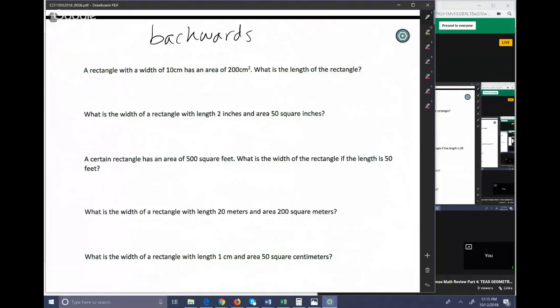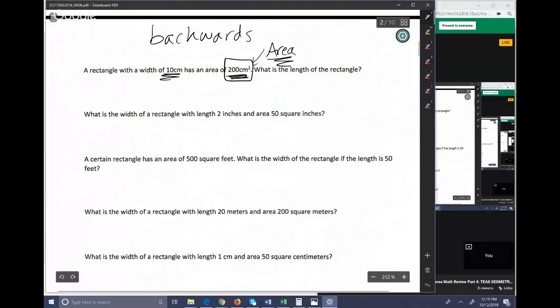So a rectangle with a width of 10 centimeters has an area of 200 centimeters squared. What is the length of the rectangle? So remember that we used the squared thing because we measured it using a square device. So you do not square the number. You don't do anything with the squared. All this does, the fact that that's got that exponent, is it tells you that this is the area as opposed to a length or a width. So you're just going to use the numbers.